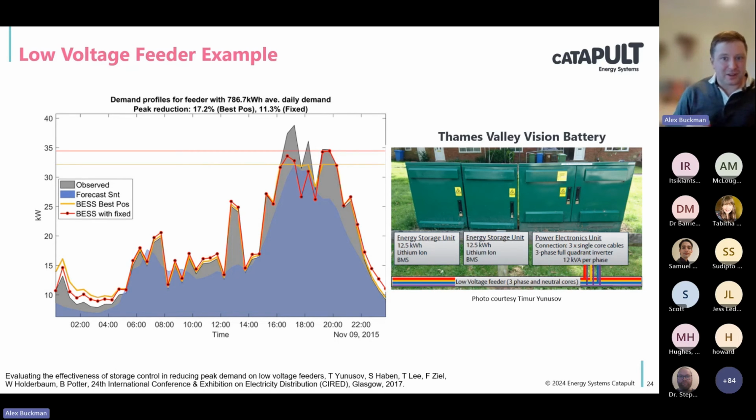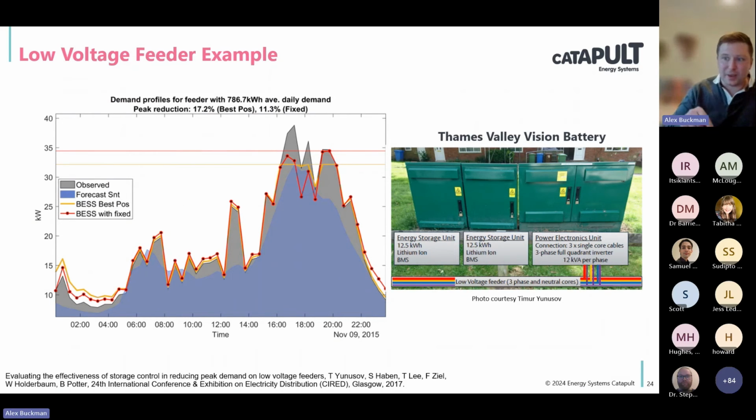So the red line shows a storage asset that is responding to real-time information of actual demands. And the yellow line is showing what would happen if you had perfect foresight. So what you see is that without foresight, the battery can shave about 11% off peak demand on the network from that feeder. But with foresight, you can shave about 17% off the peak, which is a significant difference.